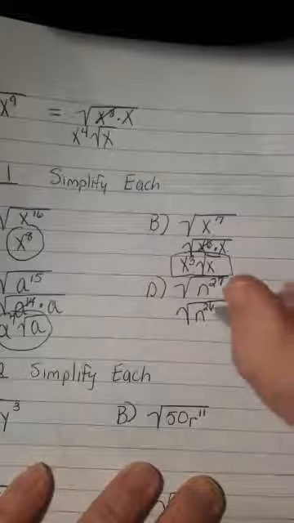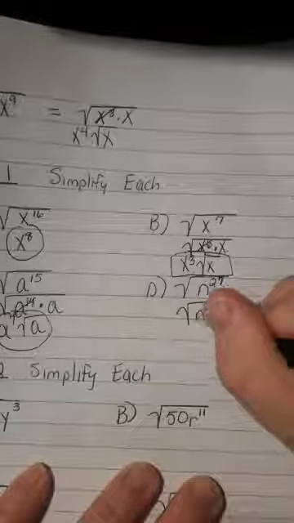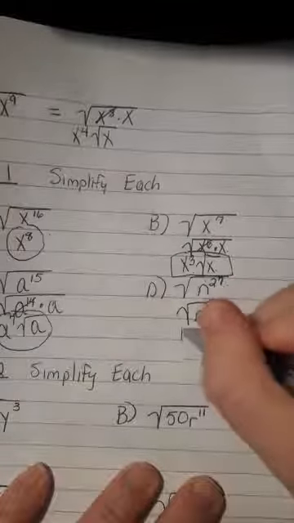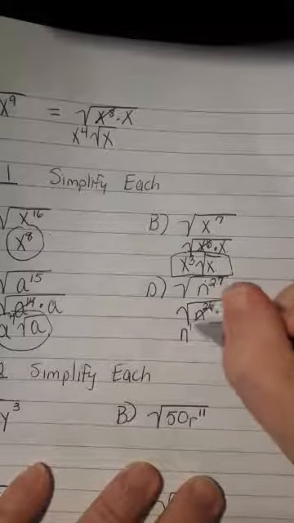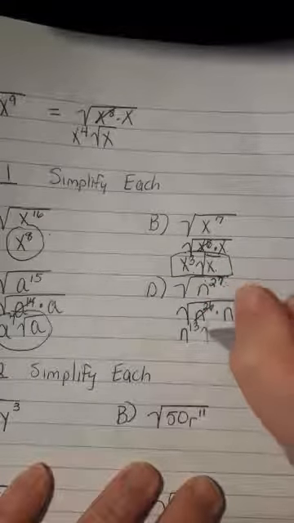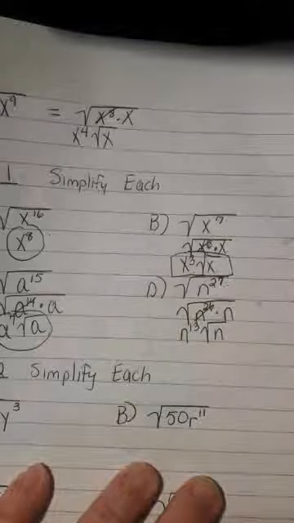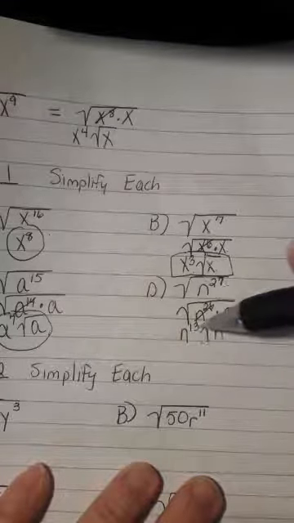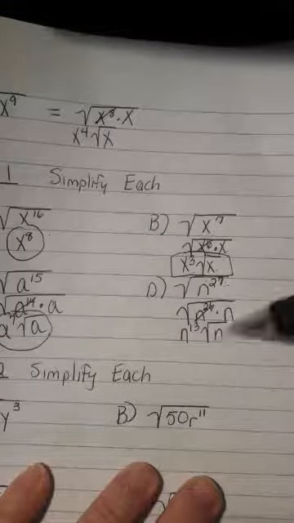And then you half the exponent. That comes on the outside as n to the 13th. And then you have your square root of n left. So your answer is n to the 13th power on the square root of n.